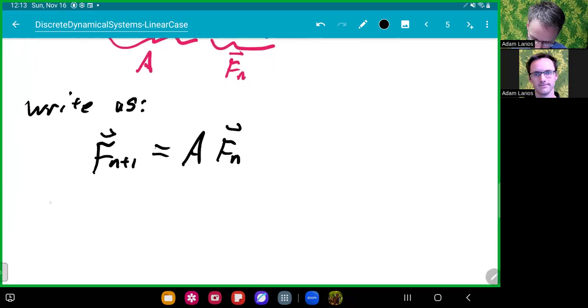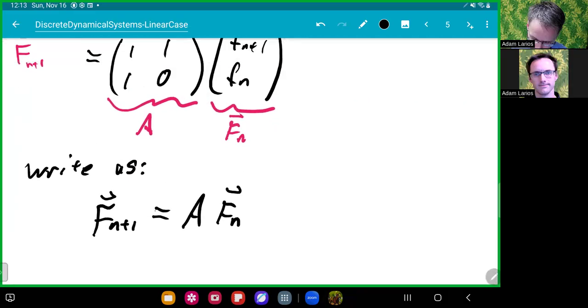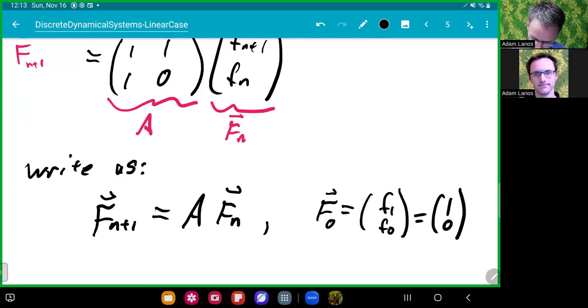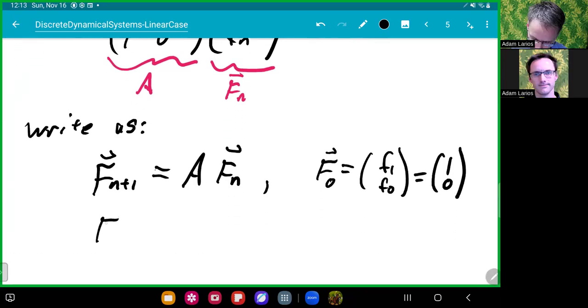And our initial conditions, of course, will be just F_0, which is little f_1, little f_0. That'll just be the vector 1, 0. So our initial data is just given by a vector. So this is now a first order recurrence relationship because we only need the previous piece of information, but that piece of information is now two-dimensional. So to give you F_0 or F_1 or whatever, I have to give you two pieces of information. So we've just really rewritten things.